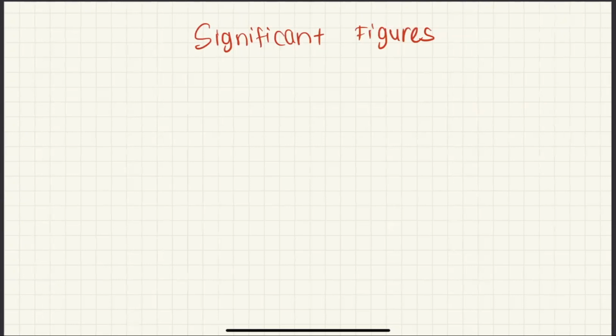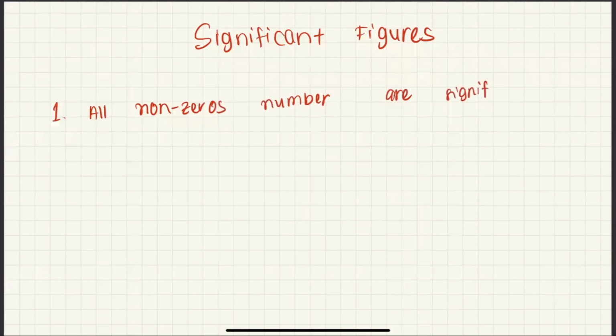So the first rule is that all non-zero numbers are significant. So what are non-zero numbers? Non-zero numbers are like 1, 2, 3, 4, 5, 6, 7, 8, 9. All of those numbers are significant.